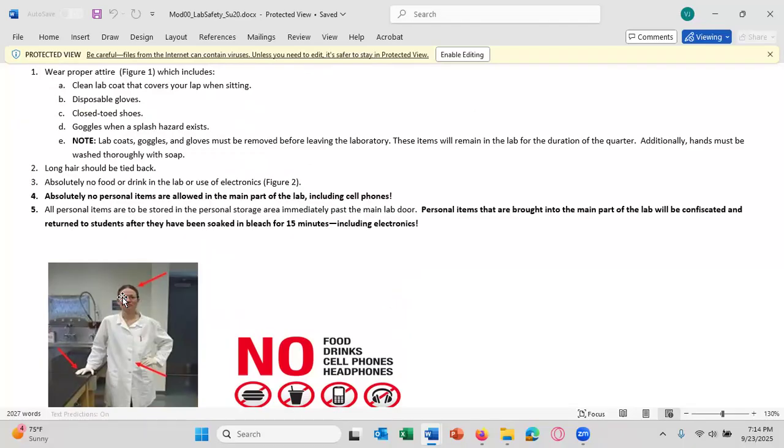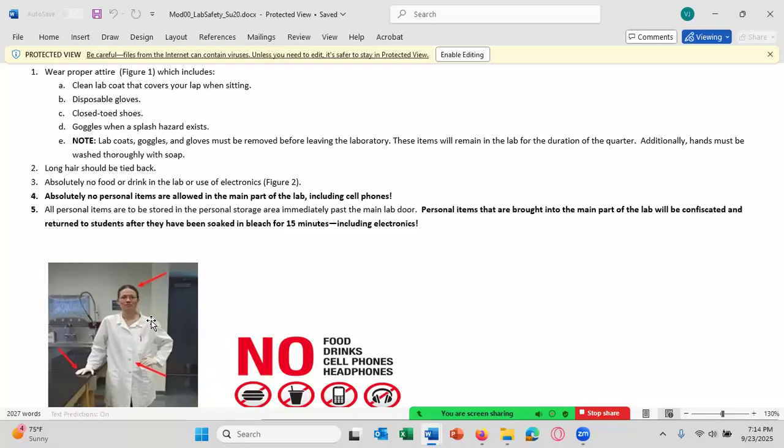All right, any question about any of that? Long hair should be either tied back or you wear a hat or a safety net. This lady is wearing a safety net to hold down her hair. Absolutely no food or drink in the lab. No using electronics in the lab. No personal items are allowed in the lab, including a cell phone.